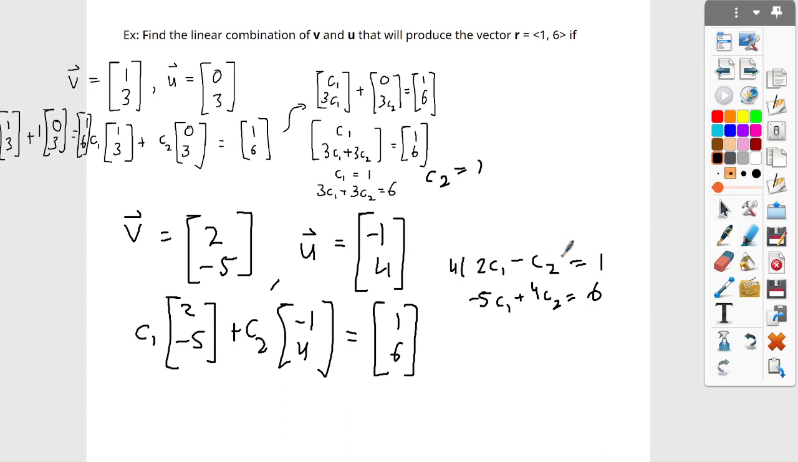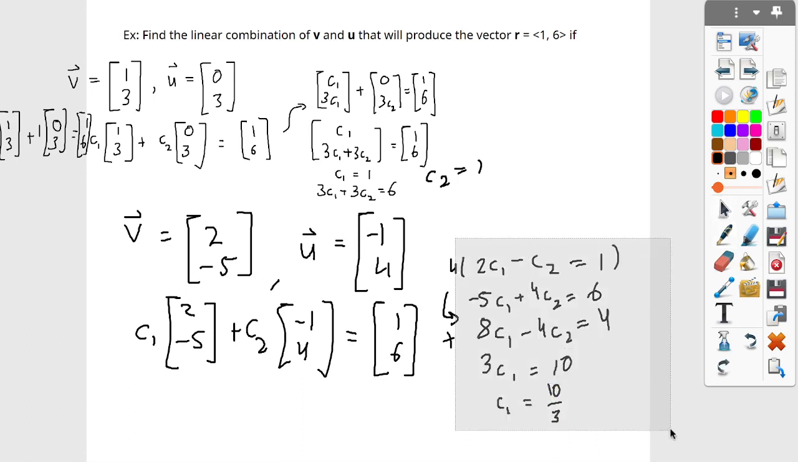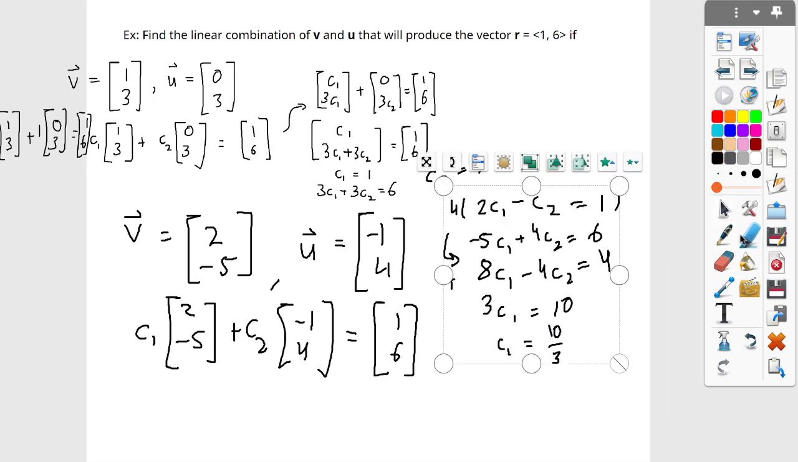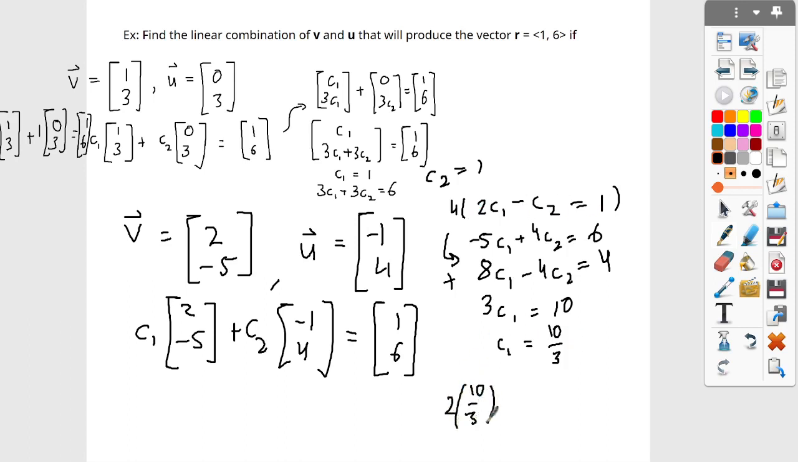So we're going to multiply the first equation by 4, and I'm just going to put it down here. 8C1 minus 4C2 is 4. Add them together, 3C1 is 10. So C1 is 10 over 3. So if C1 is 10 over 3, we can plug it back into the equation. Probably the first one will be the best. So 2 times 10 over 3 minus C2 is 1. So minus C2 is 1 minus 20 over 3. So C2 is 20 over 3 minus 1, or 17 over 3.